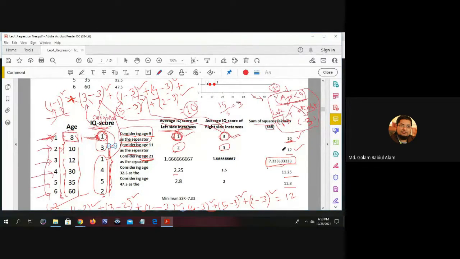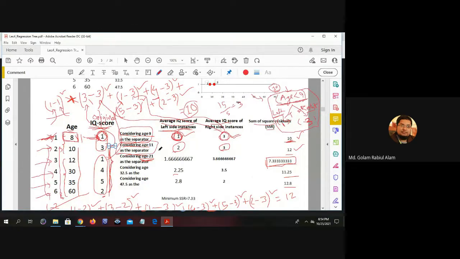Okay, do you understand this part? This mathematics. Okay, thank you. So now, what do we have to do? We have to consider 11 as the separator, the same thing as the previous one.